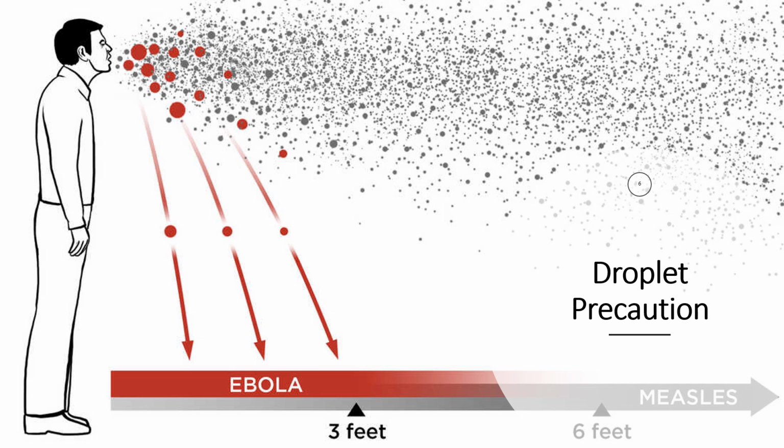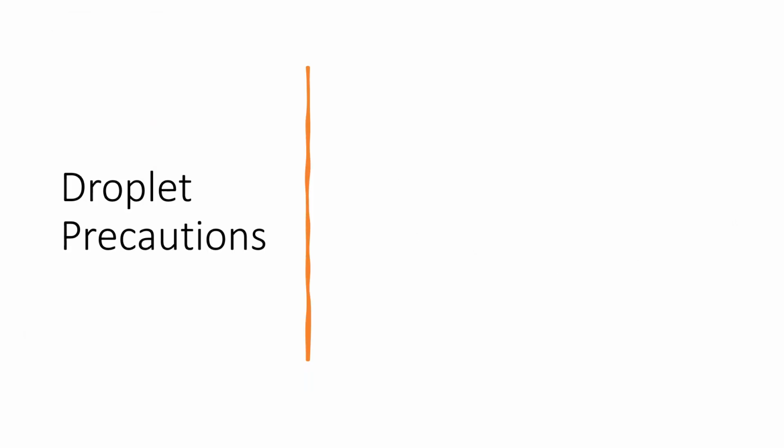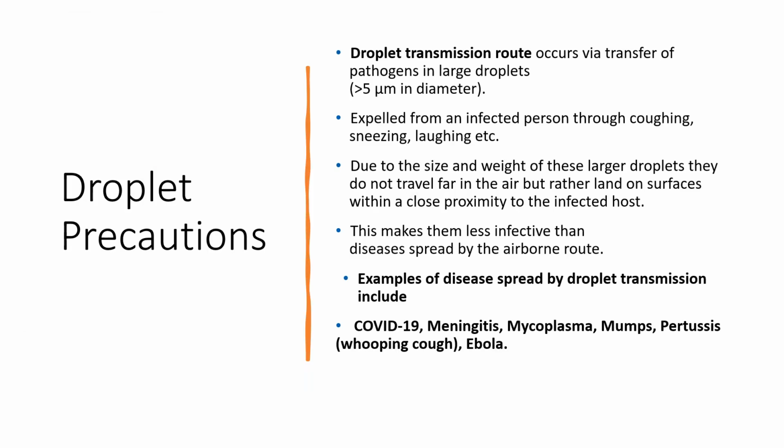Regarding droplet precautions, examples are diphtheria, pertussis, meningitis. Droplet transmission occurs by transfer of pathogens larger than 5 microns, by sneezing and coughing. Due to their size, they don't travel far but remain suspended for a short duration. This makes them less infectious than those spread by the airborne route.